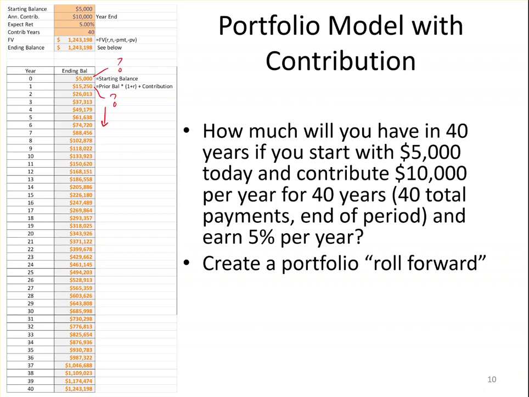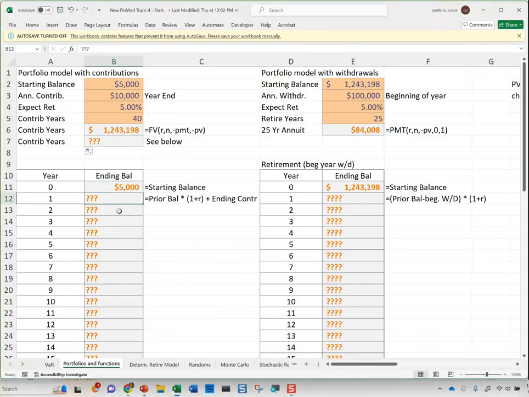So when we talk about a portfolio model with contributions, such as a problem like this, how much will you have in 40 years if you start with $5,000 today and contribute $10,000 per year? That's 40 total payments, end of period payments, and earn 5% a year. Well, to answer that question, we can use a portfolio roll forward, or we can use Excel functions. Let's do both. So I'm going to go to my spreadsheet.